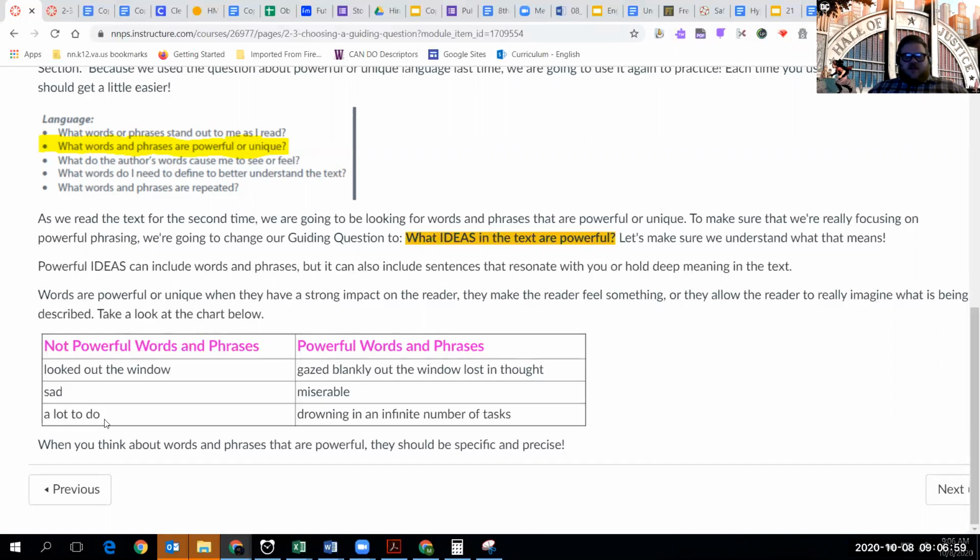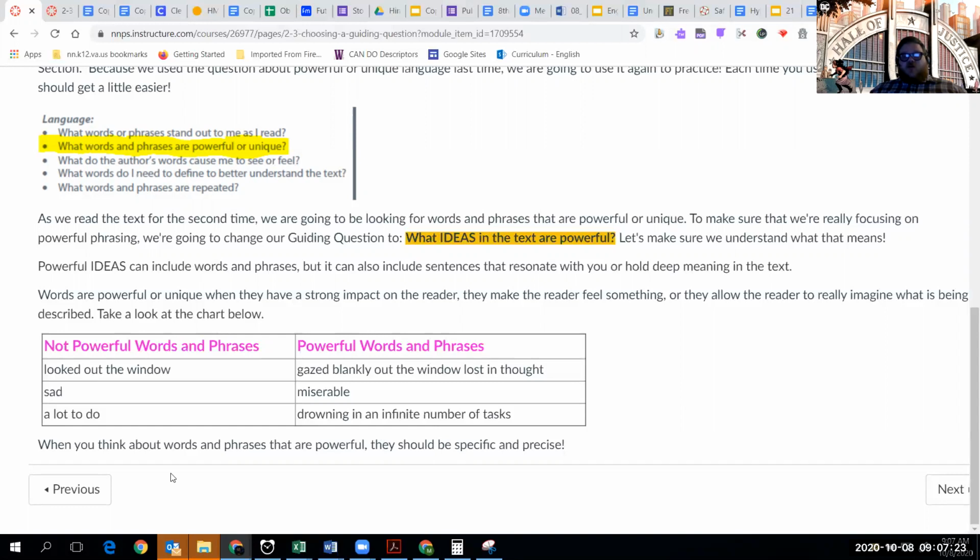Okay, the next one, a lot to do. That conveys a message. I have a lot to do today. Well, a lot of us do. But look at the powerful version, drowning in an infinite number of tasks. Oh, that means that maybe that person needs help. If you just say I have a lot to do, people might not offer you help. Oh, you have a lot to do? Well, I'll let you get back to it. But drowning in an infinite number of tasks, that's really powerful.